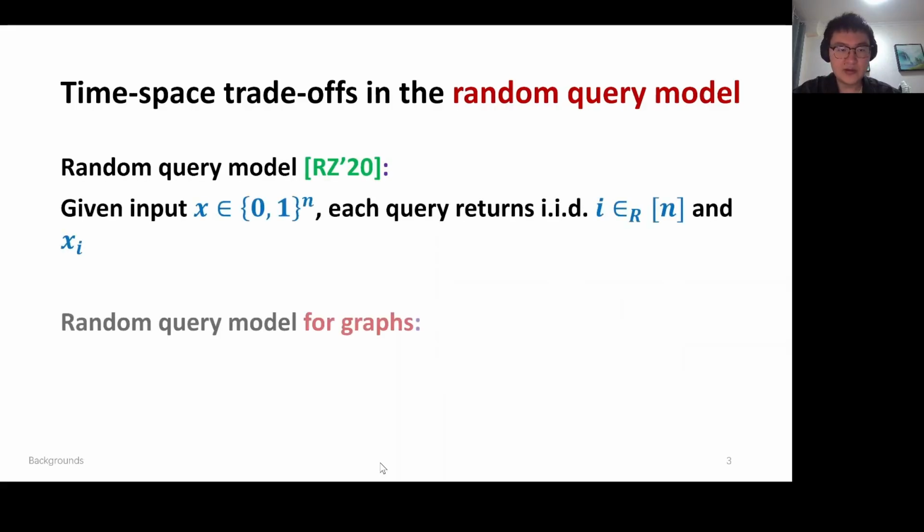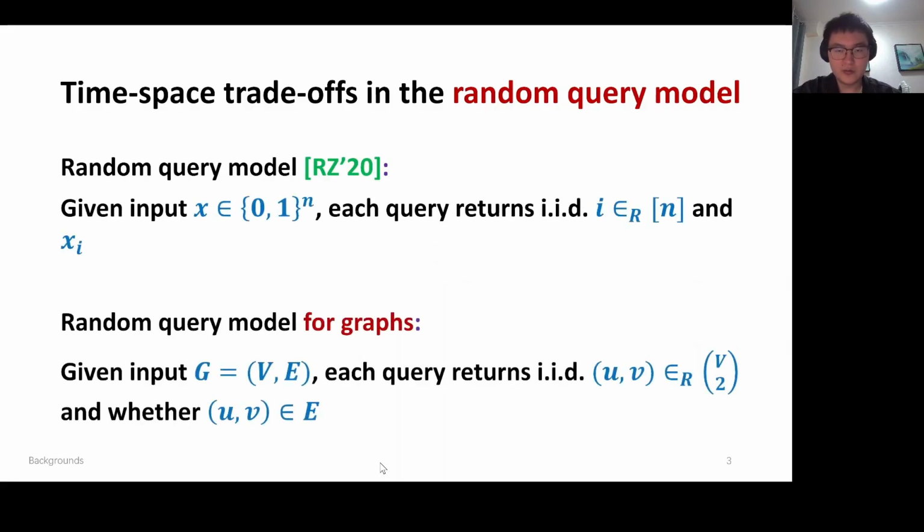In this work, we study time-space trade-offs in the random query model, which is a query model introduced by Raz and Zhang in 2020. While algorithms in the classic query model have query access to arbitrary input elements, algorithms in the random query model receive random queries that are uniformly random samples of input elements and their values.